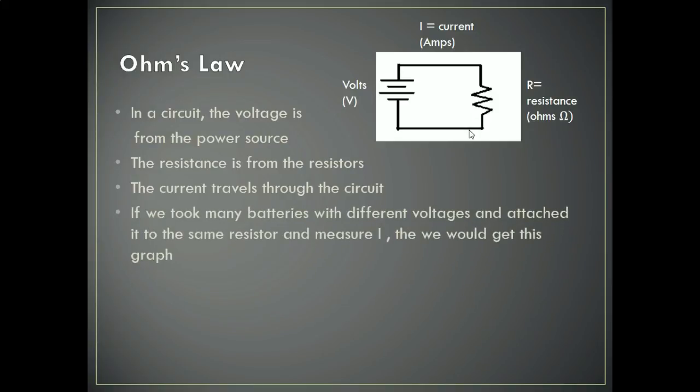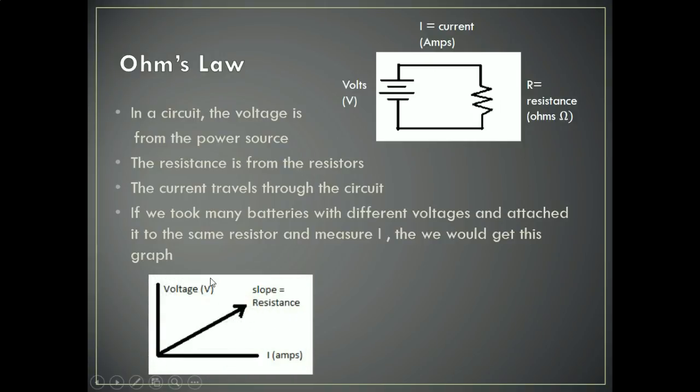So if we took many batteries with different voltages, so different pressures of the electrons, and attached it to the same resistor. If we just kept on changing this battery, made it 1 volt, 2 volt, 3 volt, 4 volt, 5 volt, and then we measured the current, or I here. Another abbreviation for current is I, which is measured in amps. We would get this graph here.